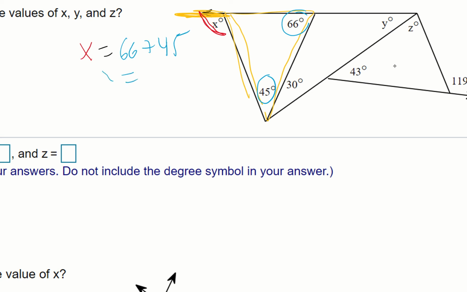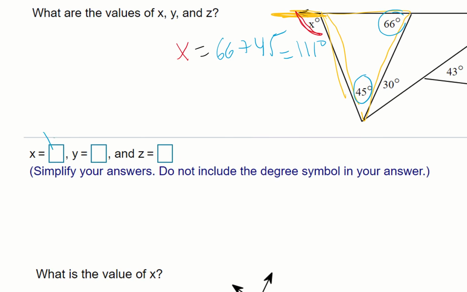So x is equal to 111. All right, so x is 111.